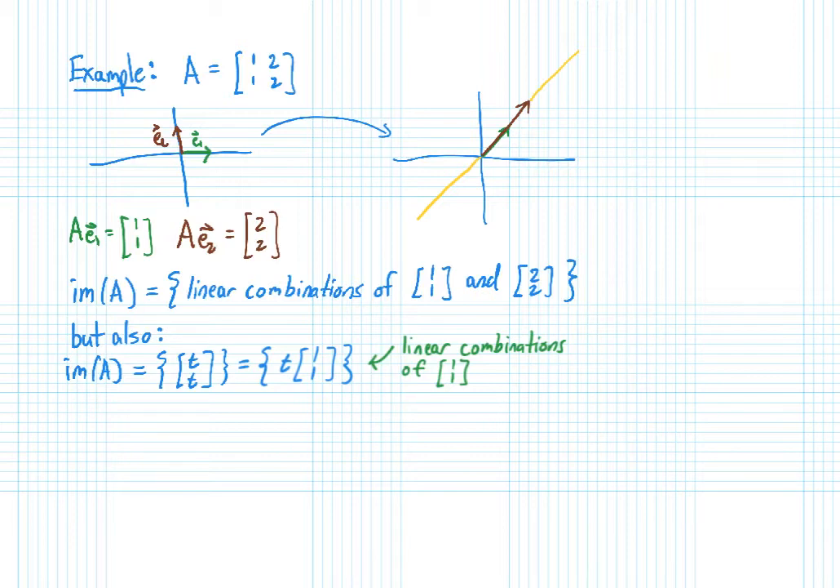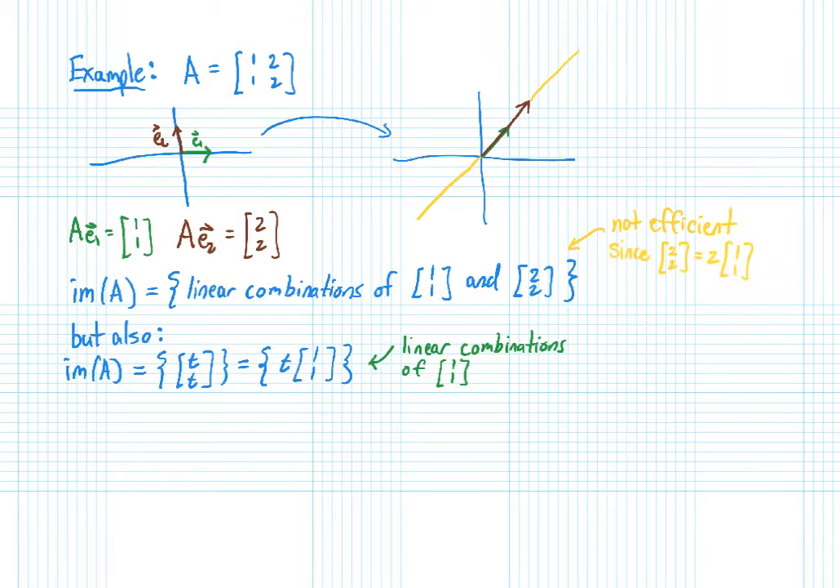The issue is that when you call it the linear combinations of (1, 1) and (2, 2), that's kind of redundant. It's not the most efficient description. And the reason is that (2, 2) is already a scalar multiple of (1, 1). And so you don't get anything new by throwing in (2, 2) in addition to (1, 1), because you already get (2, 2) as 2 times (1, 1).